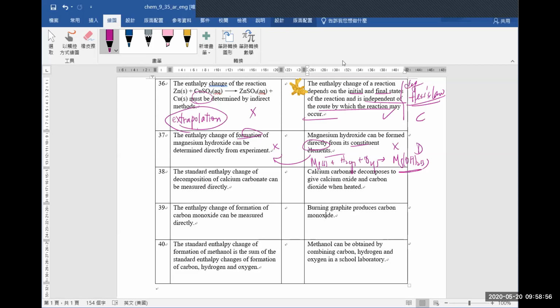Calcium carbonate decomposes to give the products. Second statement, of course, no need to argue, right? It's correct. How about the first statement? Standard enthalpy change of decomposition of calcium carbonate can be measured directly. How?